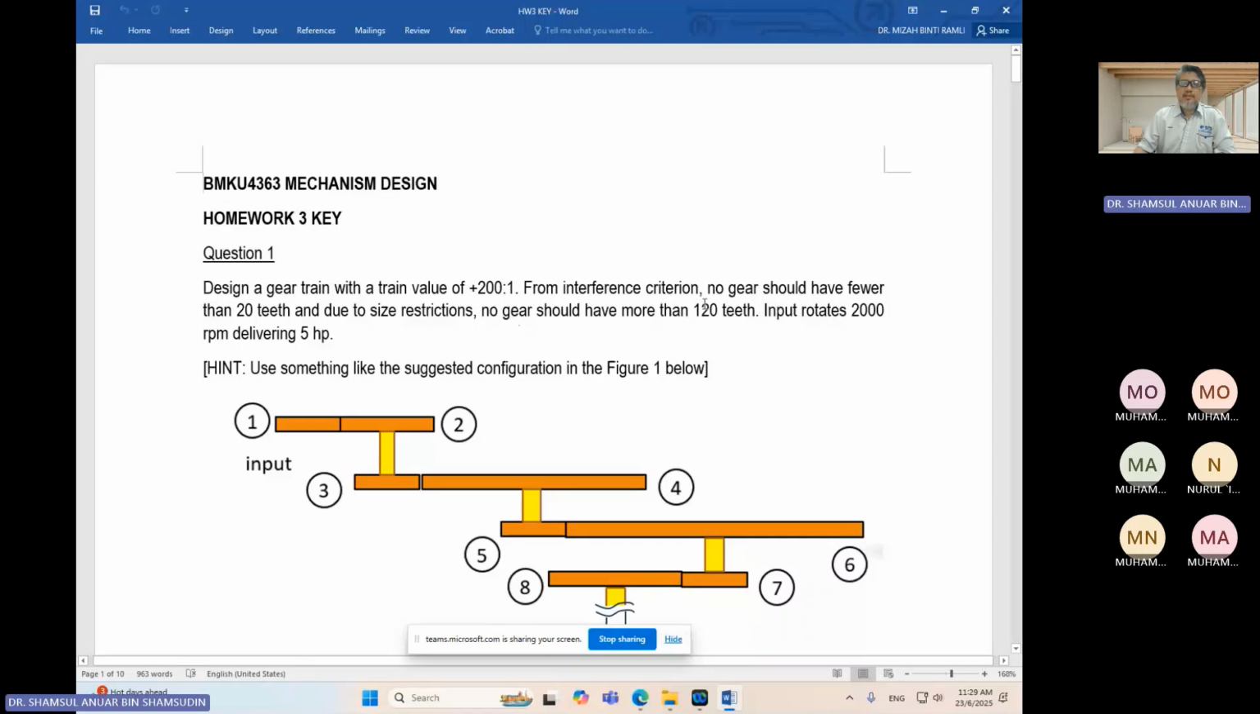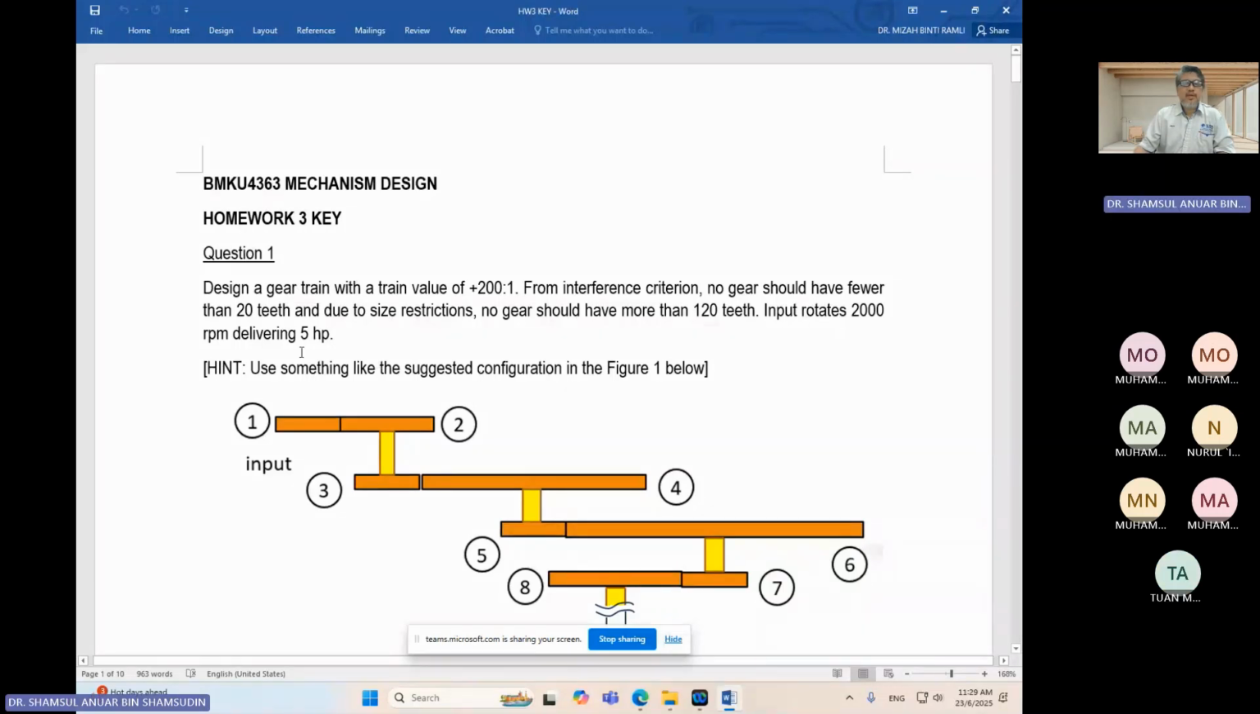From the interference criterion, no gear should have fewer than 20 teeth. So that would be the constraint. No gear should have more than 120. So the minimum is 20 teeth, maximum is 120 teeth. Input rotates at 2000 RPM, delivering 5 horsepower. So that information should give us the module or the diametral pitch for the first pair.